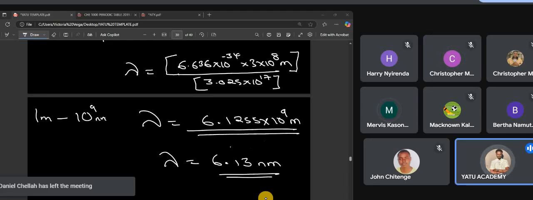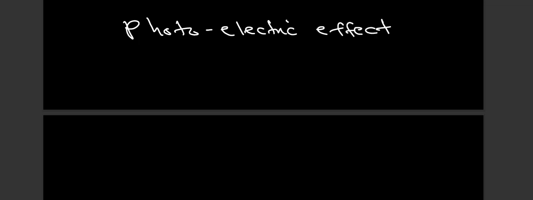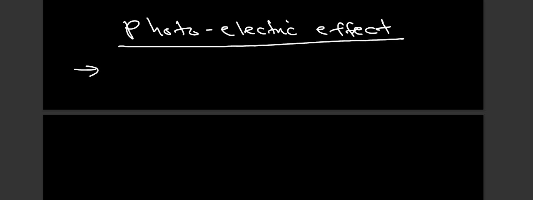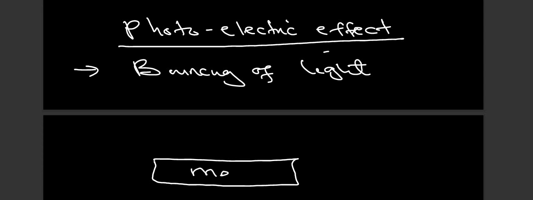So aside from this, the last thing I should mention here before we end our class is the last concept under part 1 that you need to know. It is a concept that we call the photoelectric effect. So under photoelectric effect, this is something known as the bouncing of light. When you expose light energy to a metal surface, right? Let's say this is a metal here.